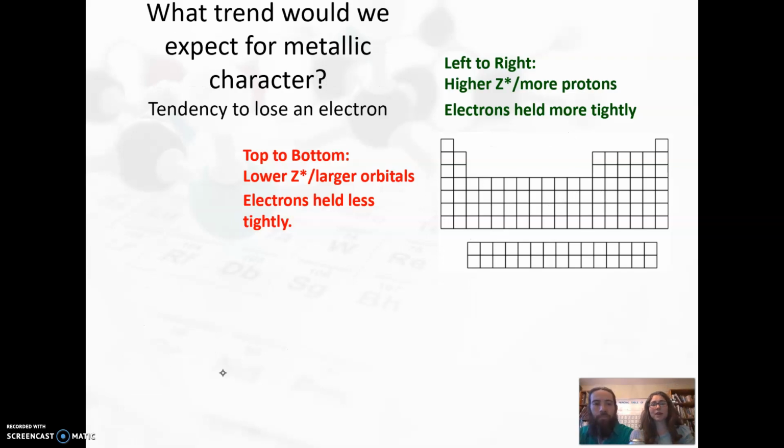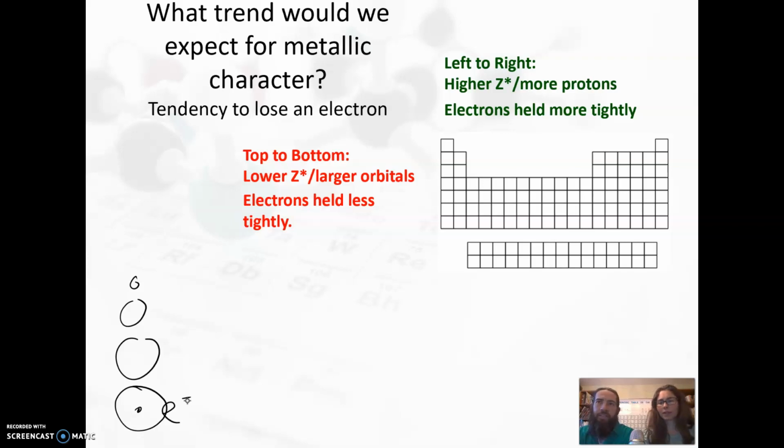All right, so what trend would we expect for metallic character? So what is a metal? A metal loses electrons. So metallic character is, what's the tendency to lose that electron? How easily can that electron be lost? So when we're going down the periodic table, we're getting larger and larger, and the potential energy is getting larger and larger, and the electron is being held much more loosely in these larger atoms. So the ability to lose that outermost electron is easiest at the bottom of the periodic table than the top.